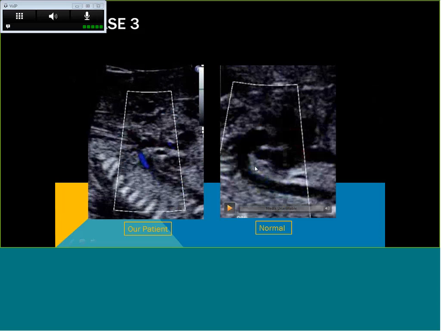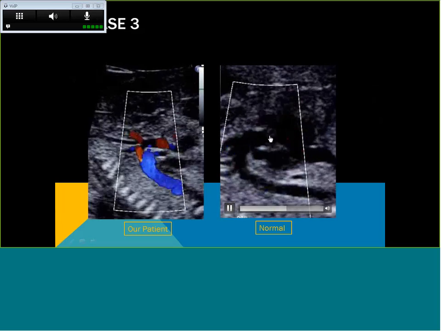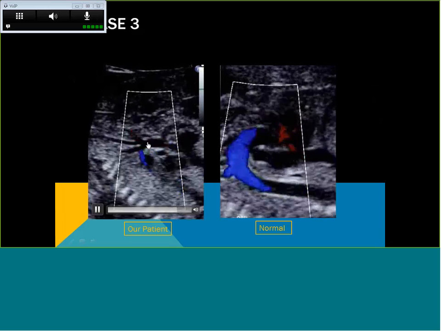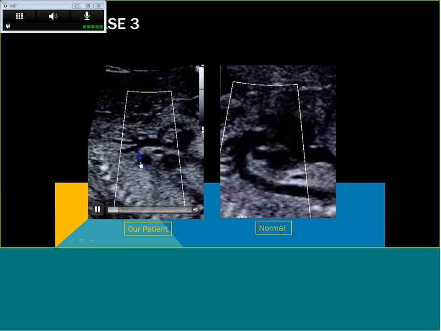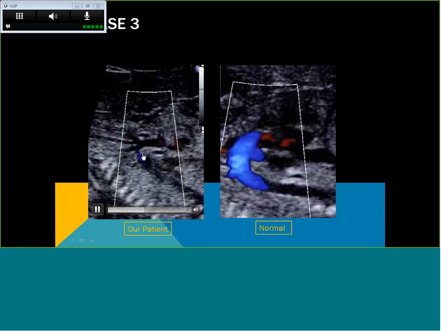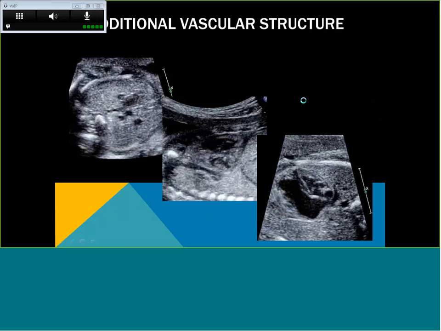Comparison with normal. I don't know why that media is unavailable. It was available just a second ago. There we go. So again, this is normal, and this is our patient here. Again, continuous antegrade diastolic flow, a little bit of reverse flow. And let's talk about that extra dot. Ductus, transverse arch in normal, abnormal, and here's that extra dot here.